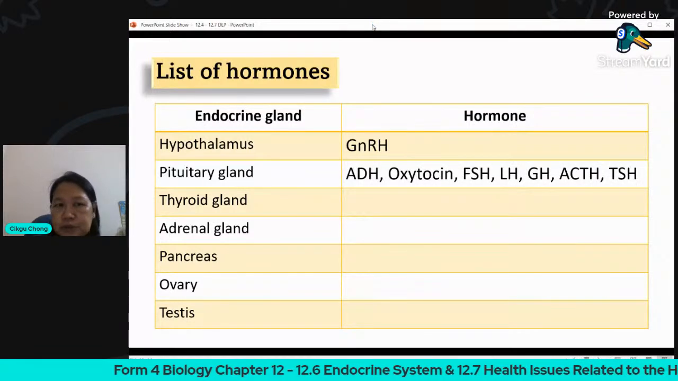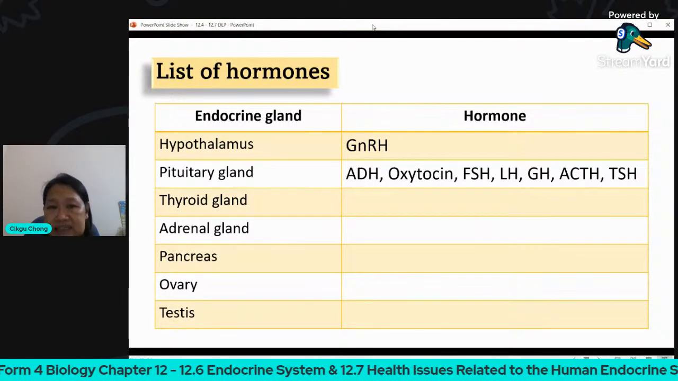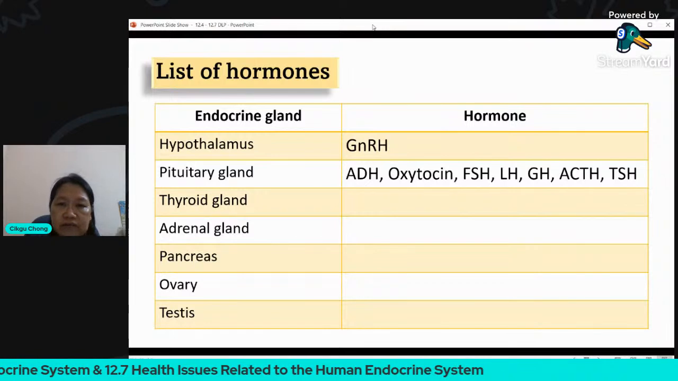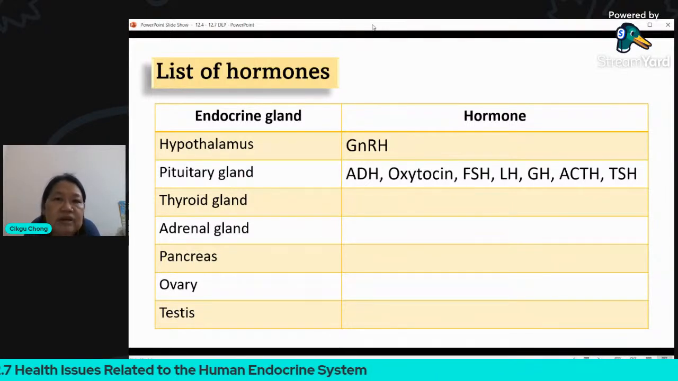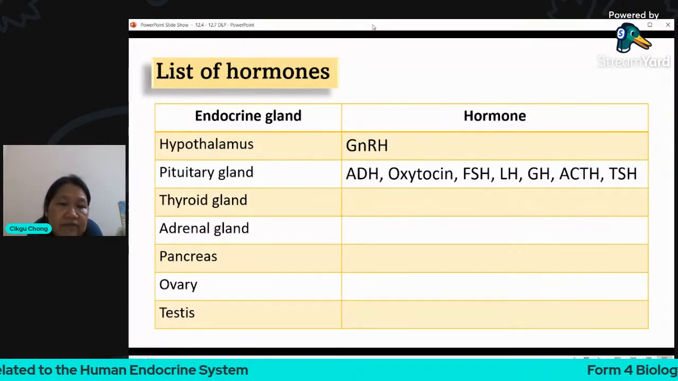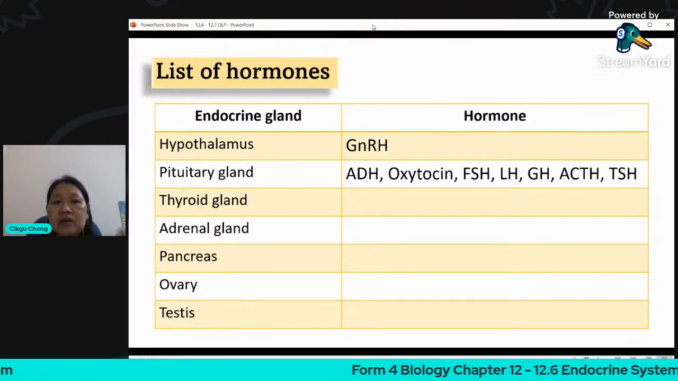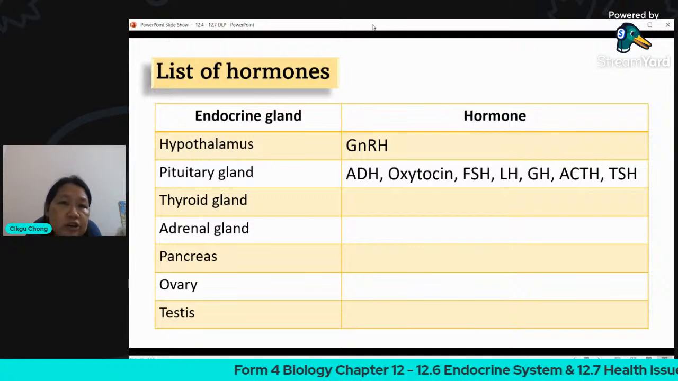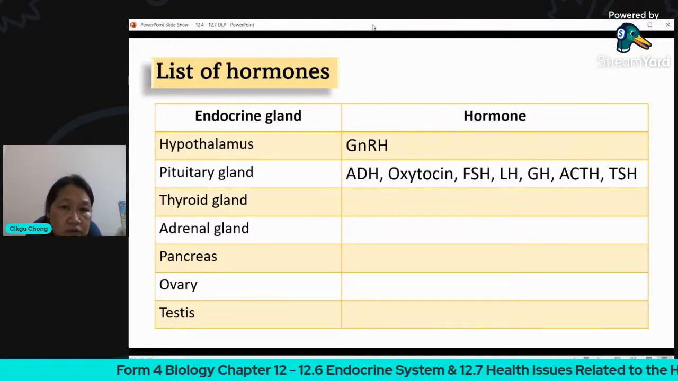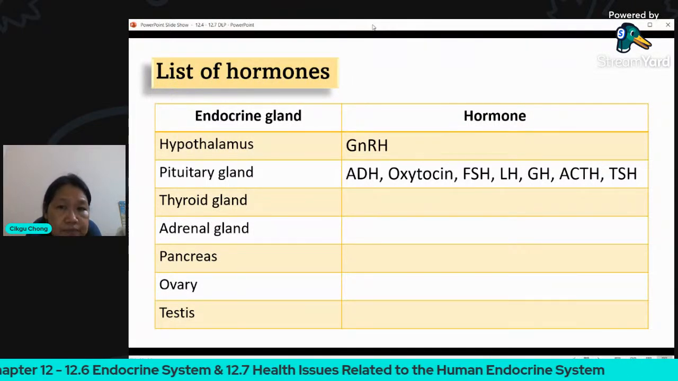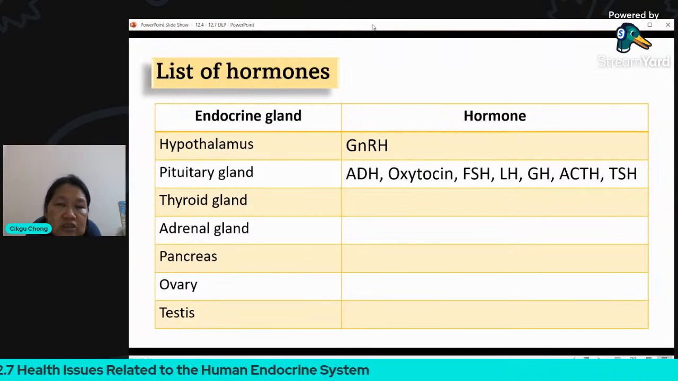So you will see under the pituitary gland there are 7 hormones. Actually, there are 8, but here in the textbook they put in 7. So you just follow the textbook. We will just learn these 7. ADH, anti-diuretic hormone. Oxytocin. FSH is follicle stimulating hormone. LH, luteinizing hormone. GH, growth hormone.